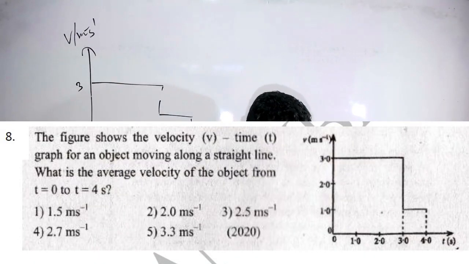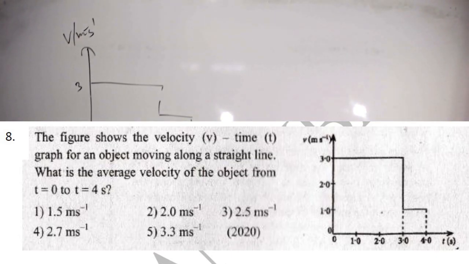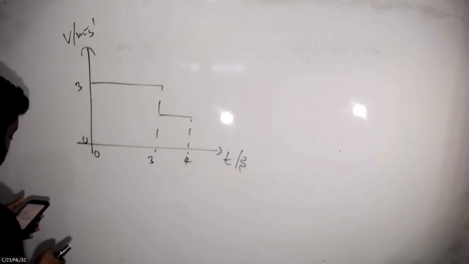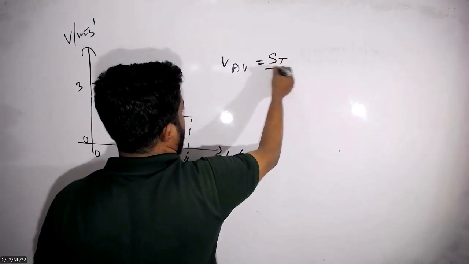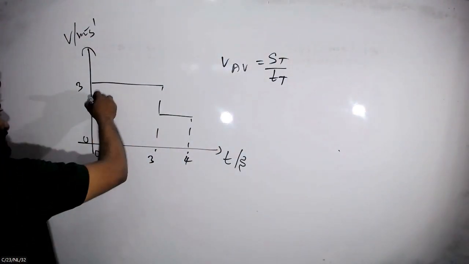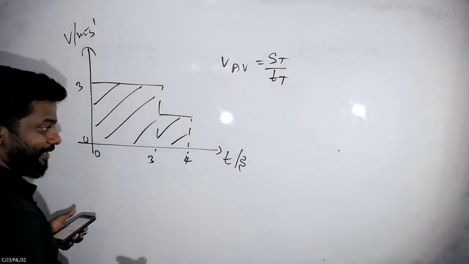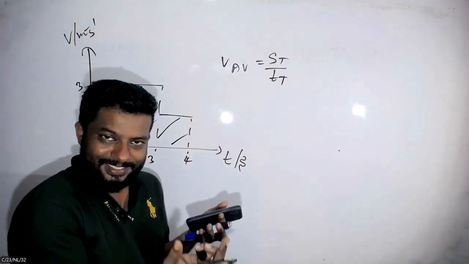Right, Putara, let's see the answer for question number 8. The figure shows the velocity time graph for an object moving along a straight line. What is the average velocity of the object from t equal 0 to t equal 4 seconds? To obtain average velocity, you should know the total displacement and total time taken. By considering the area under the given VT curve, you can obtain the total displacement during the given time interval. Then you can find the average velocity, make it an easy thing, right?